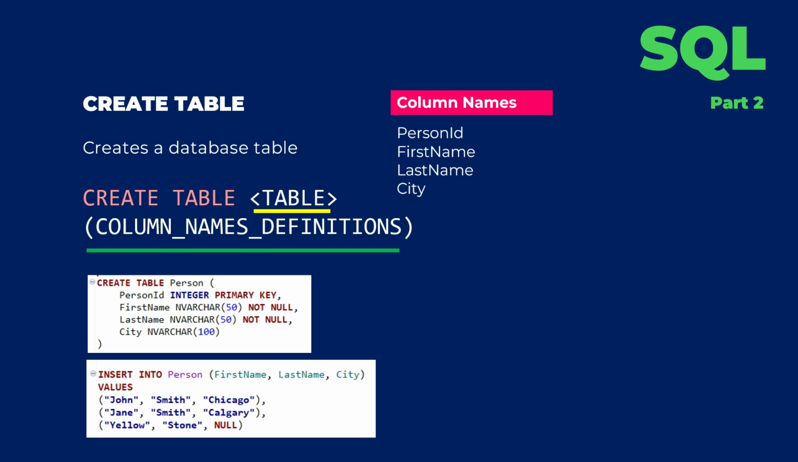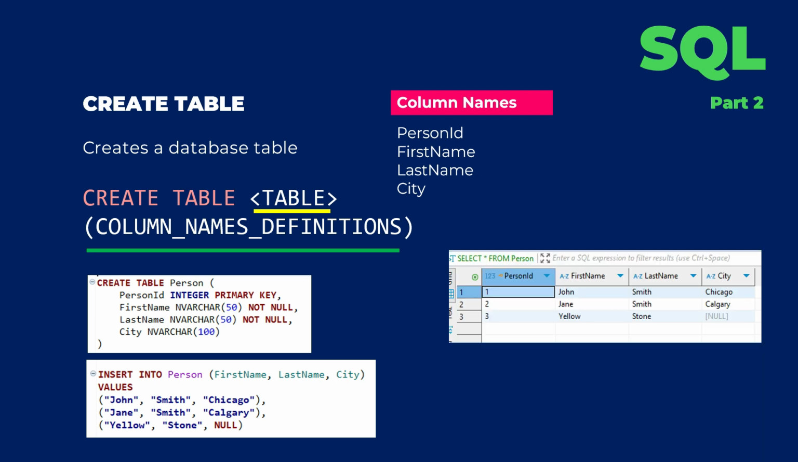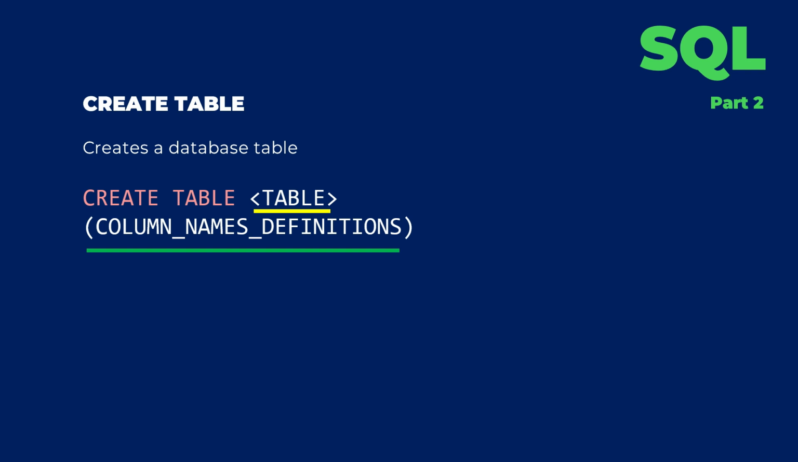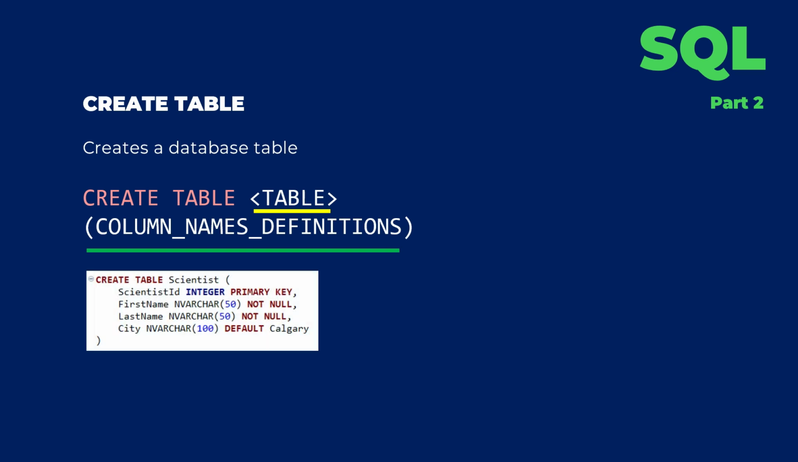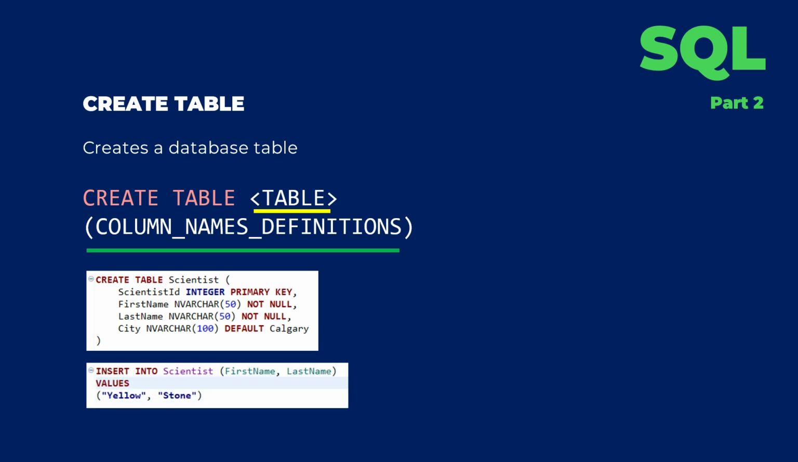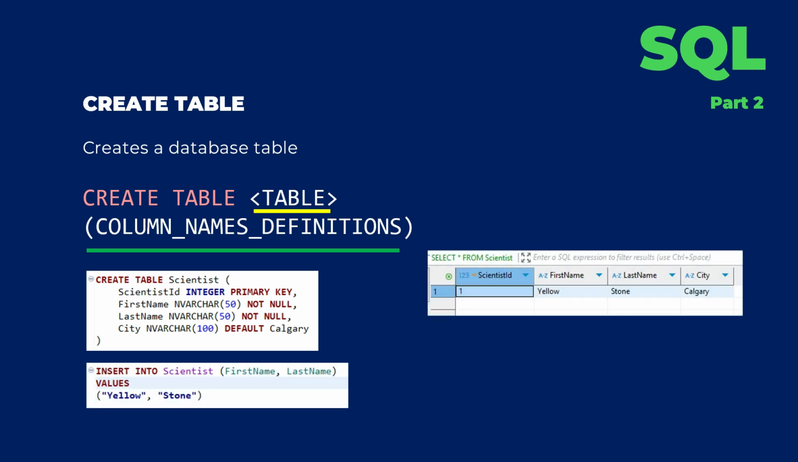Then we use the insert into keywords to insert some data and we can see the data populated in our table correctly. In the city column for Yellowstone, the city column value is null. We can also specify default values in column definitions. For example, we kept the same schema for the scientist table as in the person table. For the city column, we are now providing a default value which is Calgary. Now, if we only insert data into first name and last name columns, the city will be updated with the default value. And we can see Calgary in the city column.